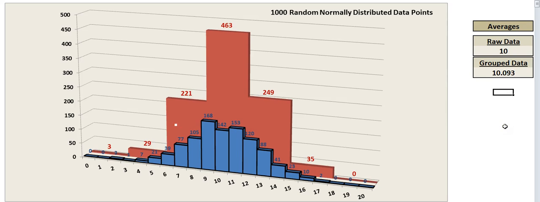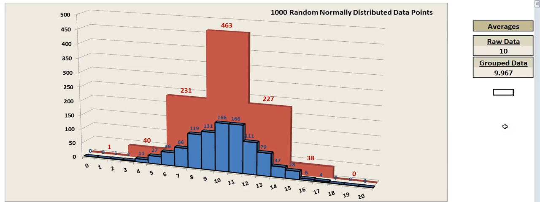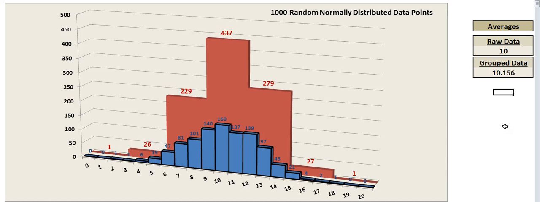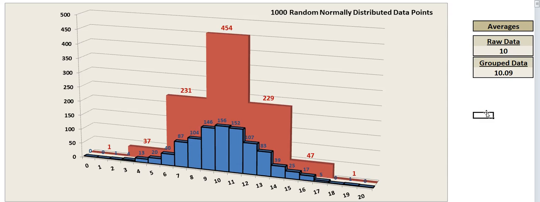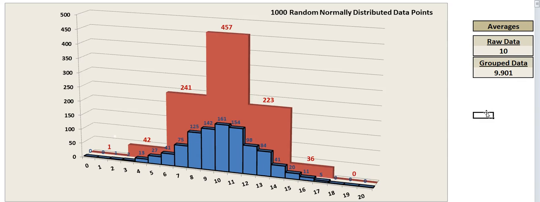Let's F9 it again, and again, and again, and let it do its thing a few times. Each time I press F9, I'm getting a brand new set of data. But the data generally follows a bell curve shape, and almost always has the same shape. Sure, there's variance. I mean, 229 and 279 are off by 50. But generally, the data goes up and then falls back down in that predictable bell curve. And hopefully you noticed, as we were looking at the raw data versus the group data, sometimes it's a little above 10, sometimes a little below 10, but it never strays too far from the raw data average of 10.